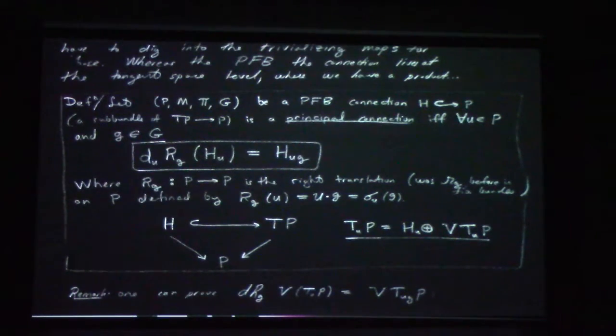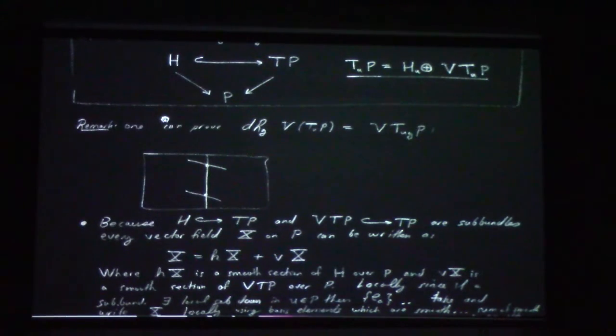If I can find my button. All right, so we can prove that dR_g acting on the vertical part of the tangent vectors to the principal bundle is the vertical part. So this is, all right, so what is this? This is the right, stink, curses.